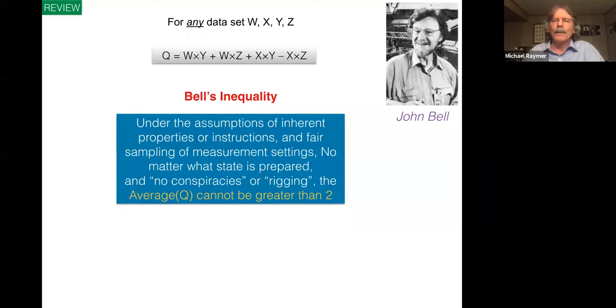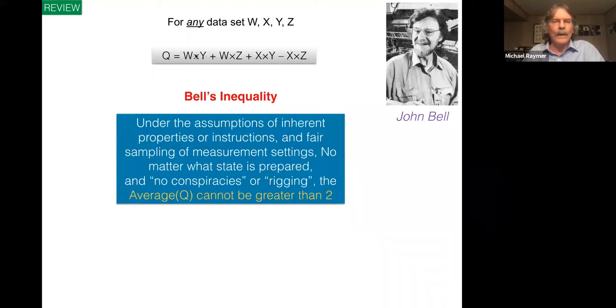I see a question popped up here, perhaps. Is there a mathematical proof for Bell's method of determining the average of Q? Or is it coincidental? The method for determining Q, there are 2 aspects to that. One is, why did Bell define Q in this particular way? Why is there a minus sign here?